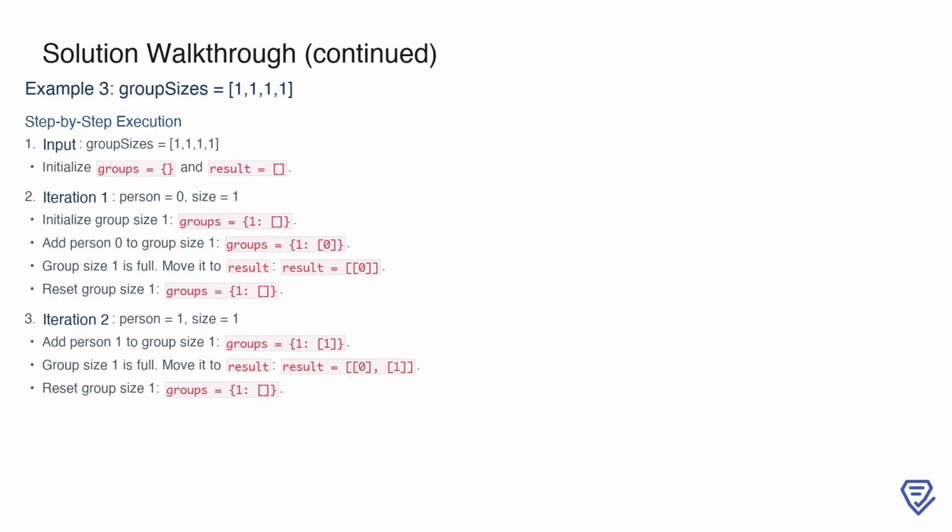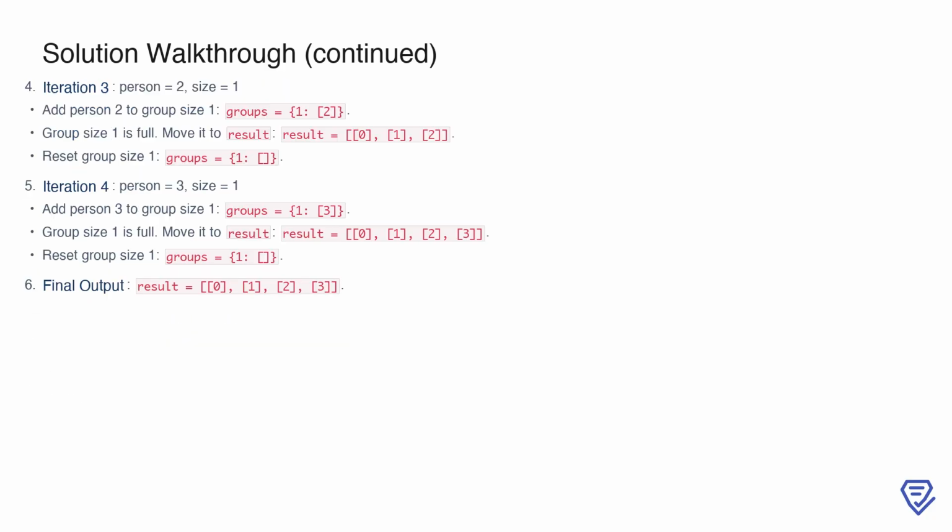Next, person 1 also has a group size of 1. We add them to the list for this group, updating groups to 1, 1. Since this group is now full, we move it to the result list, resulting in result equals 0, 1. We reset group size 1 again, leaving groups as 1. For person 2, who also has a group size of 1, we add them to the list under group size 1, updating groups to 1, 2. This group is now full, so we move it to the result list, making result equals 0, 1, 2. We reset group size 1, leaving groups as 1. Finally, person 3 has a group size of 1.